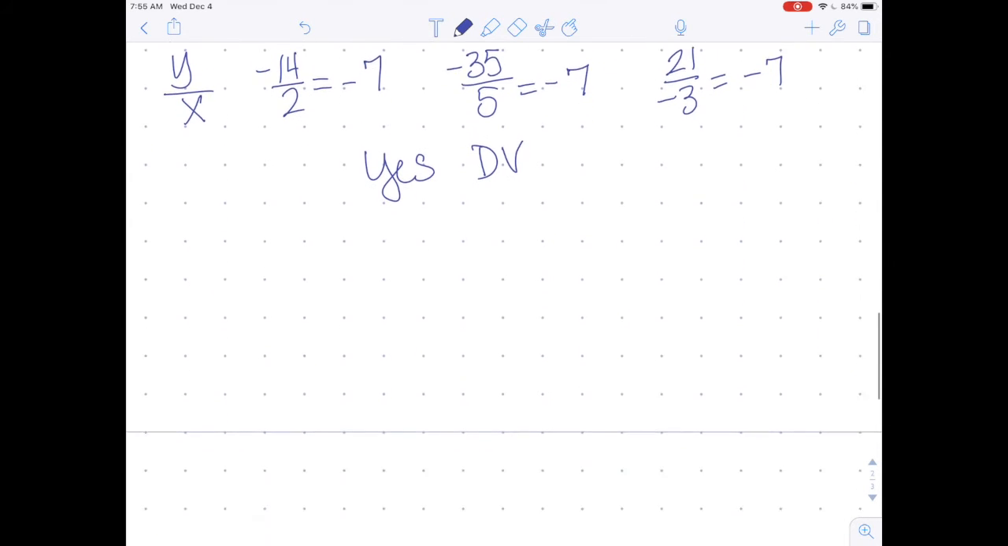Let's try another set. If I've got (2, 4), (3, 5), and, oh sorry, (5, 7). My bad. I was reading the other example.